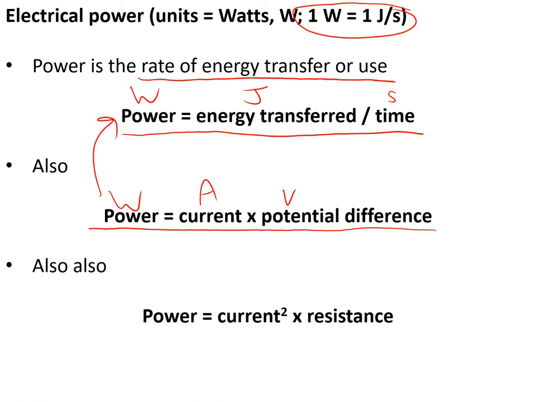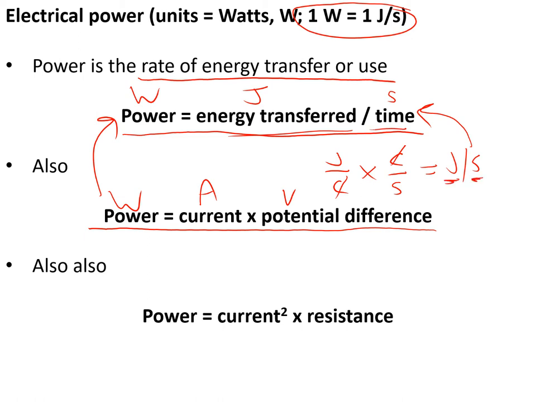Now, we've got to think about the units here. So potential difference is in volts. Now, if you remember what volts are, volts is the number of joules of energy per coulomb. So we can write that as joules per coulomb, like that. Okay. And we're multiplying it by current. Current is the number of coulombs of charge per second, so it's coulombs divided by seconds. Now, if you look at the maths of this little sum here, the 2 coulombs, one on the top, one on the bottom, cancel each other out, and what we're left with is joules per second. So it is the same thing as this one. We're dividing energy by time.